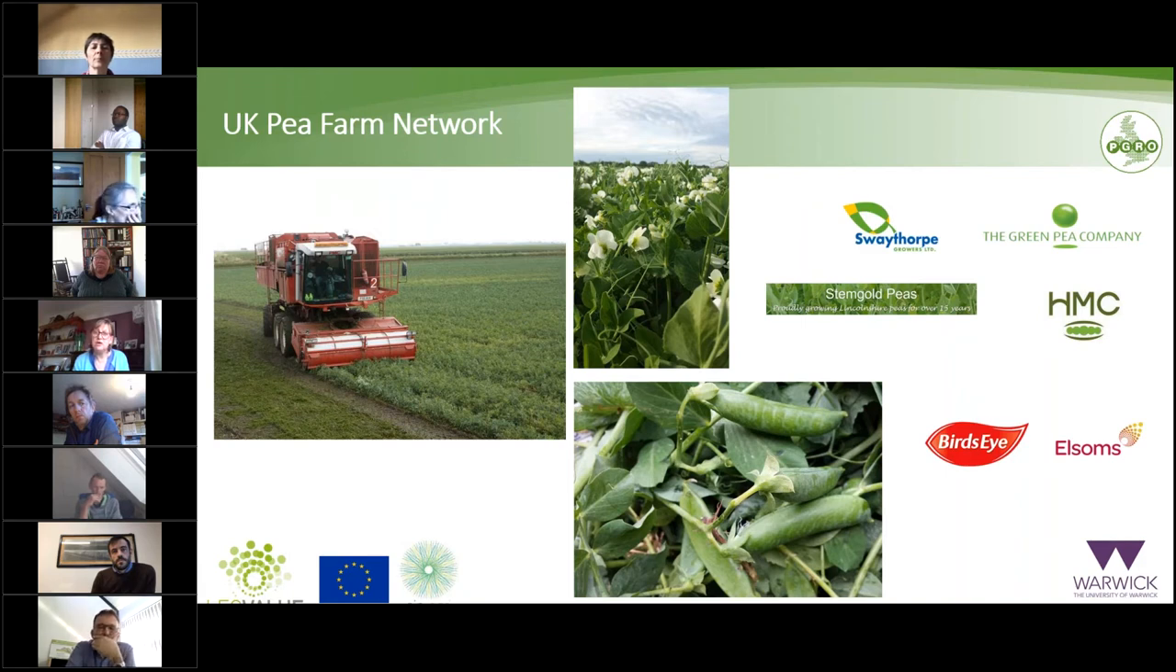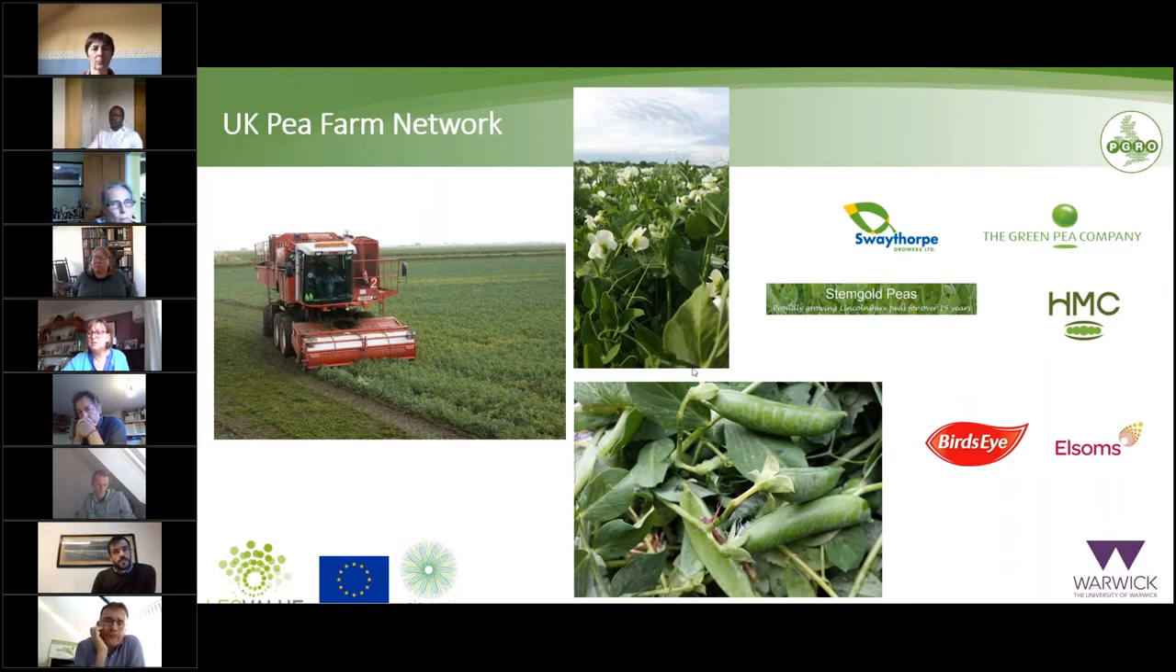So they have to be within 150 minutes from the field to frozen. Hence what happens is we get quite intensive production of peas in some areas, and this has led to ensuing soil structural issues and issues with disease. So we've worked with quite a few groups, Swaythorpe Growers, the Green Pea Company who grow for Birdseye, HMC peas and Stengold peas, as well as some of our other partners.